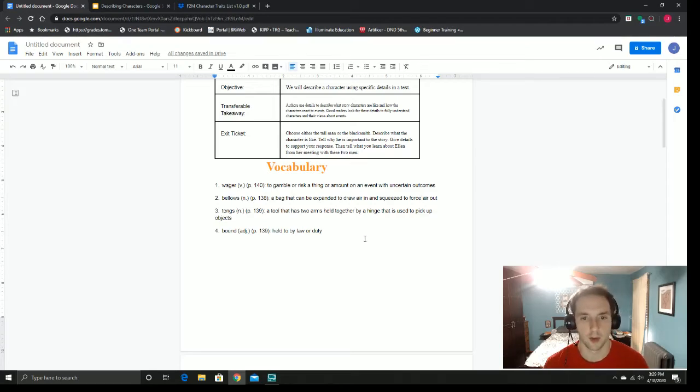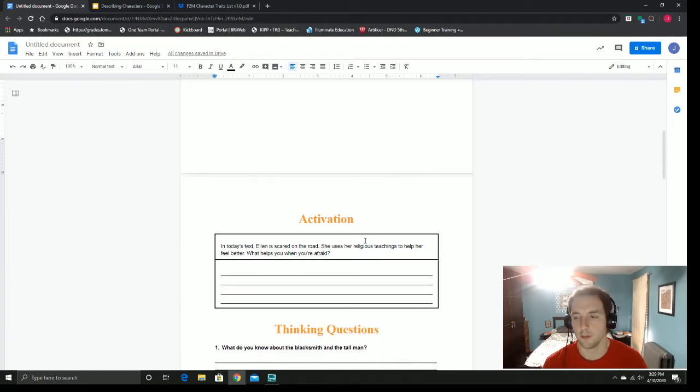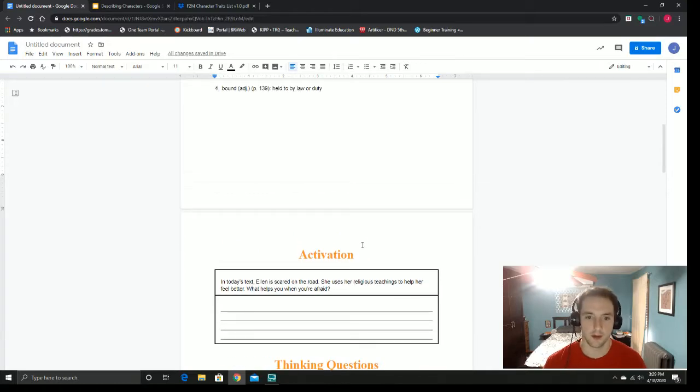All right. Cool. To get our brains moving in the direction of today's lesson, in the very beginning of the chapter, you notice that Ellen is scared on the road, and she uses her religious teachings, the Bible readings that her grandfather gave to her, to help her feel better. And just to put yourself in her shoes for a second, what helps you when you're afraid? Pause the video now, take a minute or two to answer that.